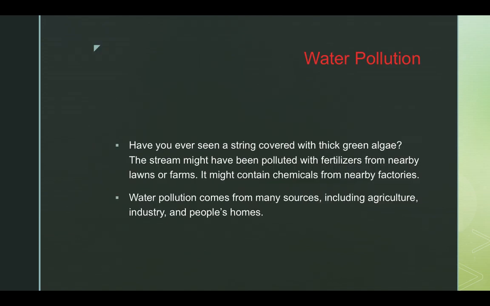Water pollution. We're on page 550 now. Have you ever seen a stream covered with a thick green algae? The stream might have been polluted with fertilizer from nearby lawns or farms. It might contain chemicals from nearby factories. Water pollution comes from many sources, including agriculture, industries, and people's homes.